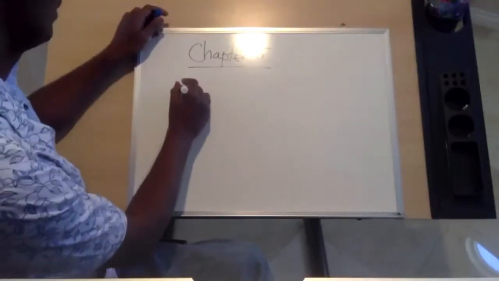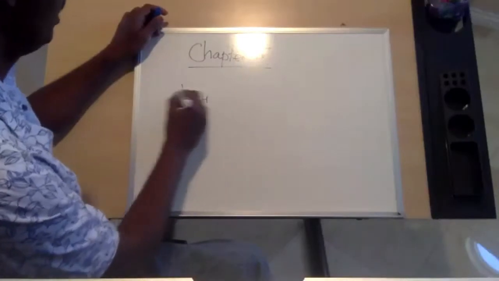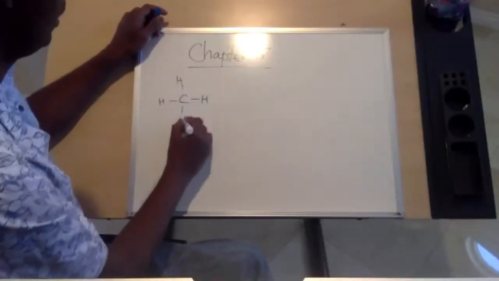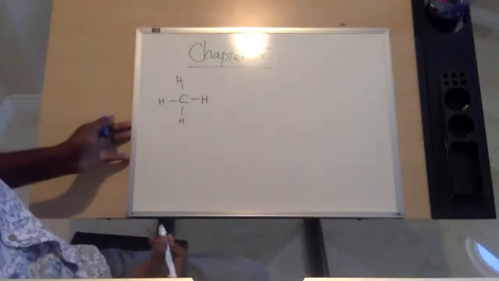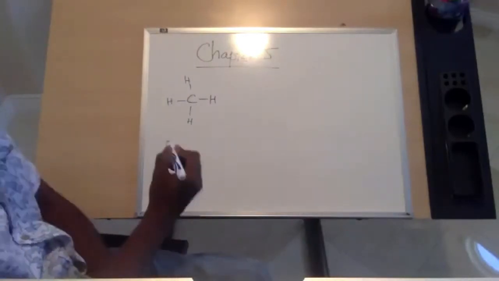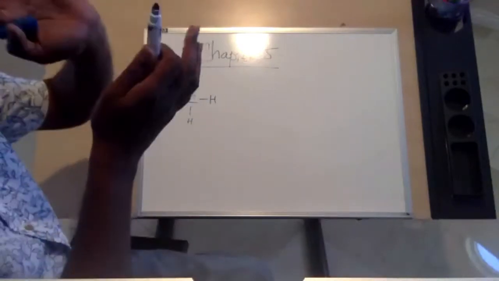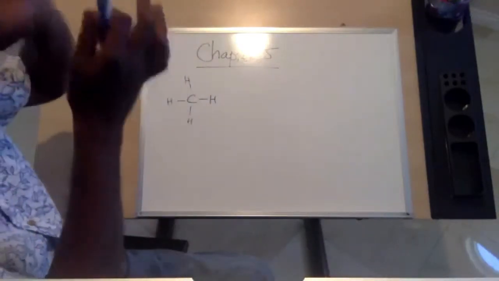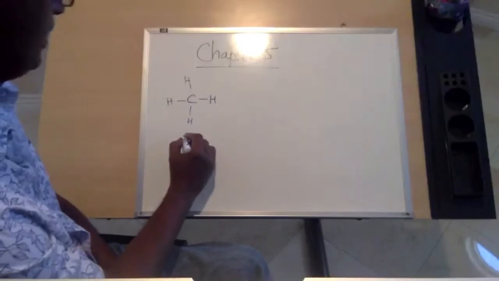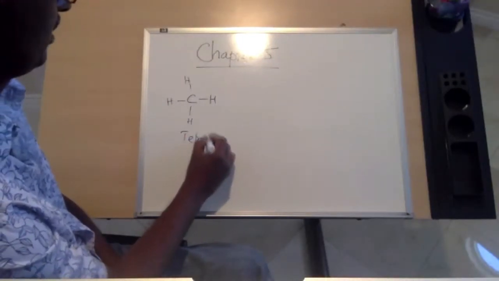methane. So here is methane. What is the shape of the molecule? It is also called the molecular geometry. You can see methane has a tetrahedral geometry. All four hydrogens are attached to the carbon atom in a tetrahedral geometry. So this is the tetrahedral shape.